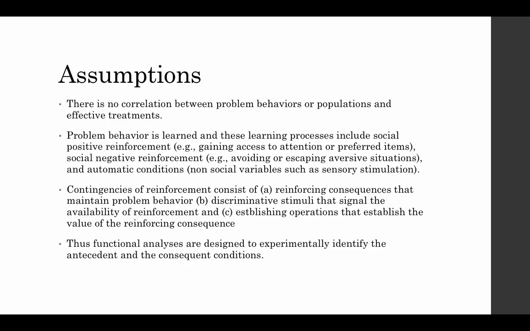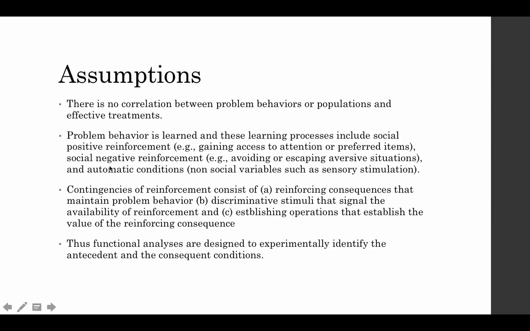The assumptions of a functional analysis are that there is no correlation between problem behaviors or populations and effective treatments. So the assumption of why you do a functional analysis is that we don't have effective treatments based on the problem behavior. So in other words, there is no effective treatment for aggression or SIB or disruption or elopement. It depends on the individual. And there is no treatment for everything that an autistic person does. There's no treatment based on a population or a problem behavior. It has to be individualized.